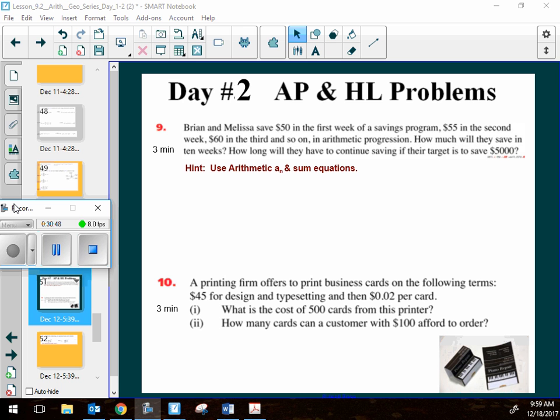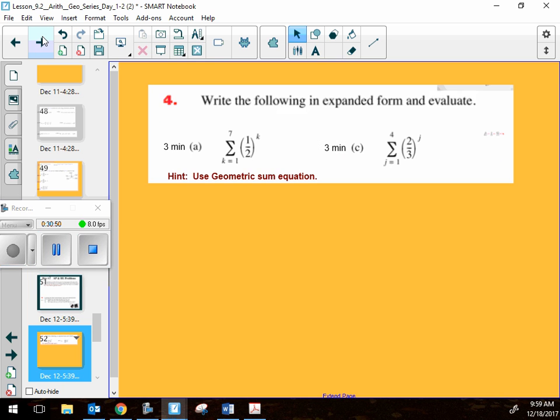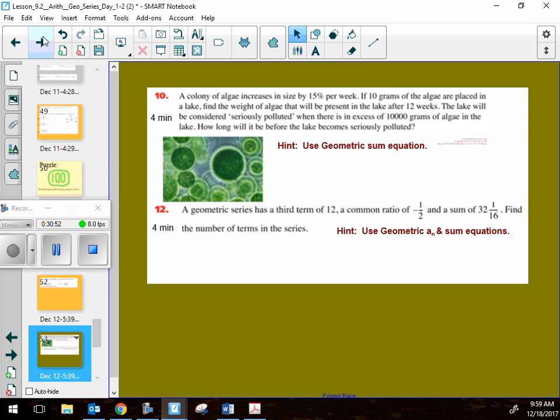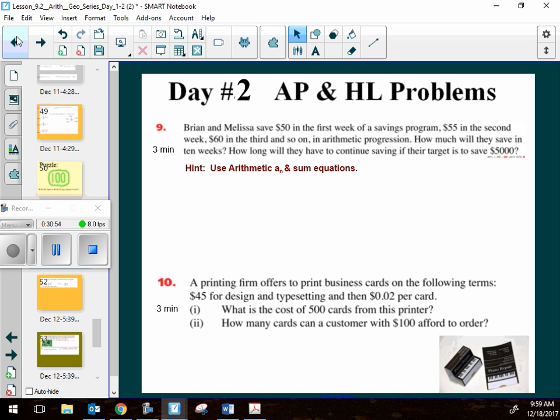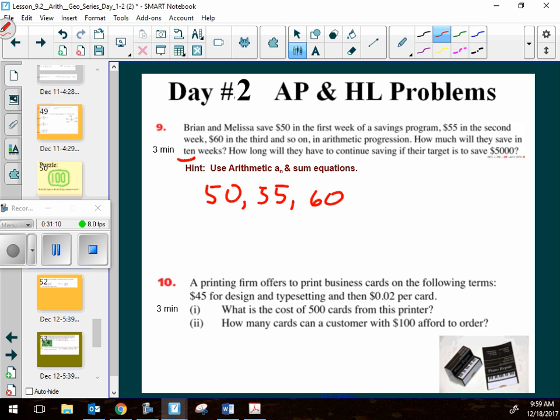And we're going to do this one, the second page, and the third page. That's it. So let's do the first couple together. All right. They saved 50 in the first week. I think I'd always start by making a little list of my first few terms that they give me. 55, 60. Ooh, I caught the pattern. Looks like this is arithmetic. And they want to go for 10 weeks. And then they say, how much will they save in 10 weeks?